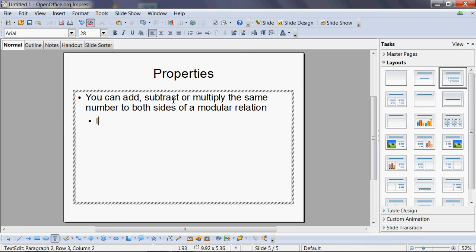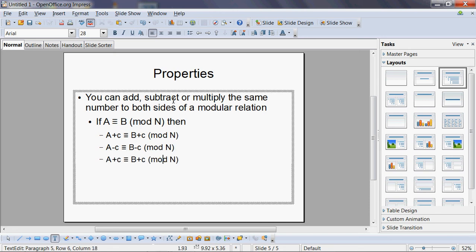This means if A is congruent to B mod n, then A plus some number c is going to be congruent to B plus c modulo n. And similarly, A minus c is congruent to B minus c modulo n, and A multiplied by c is congruent to B multiplied by c modulo n.